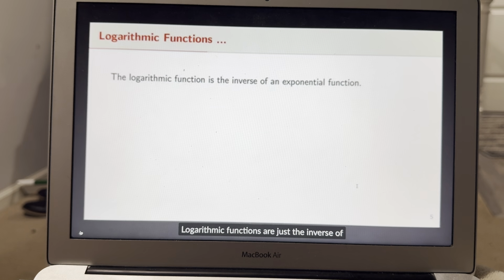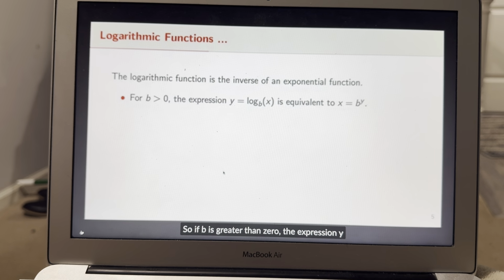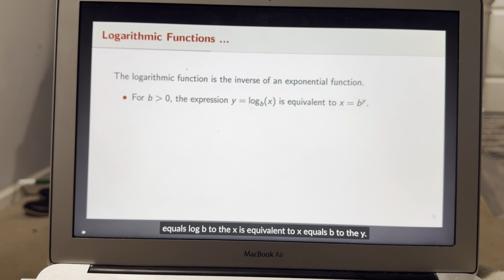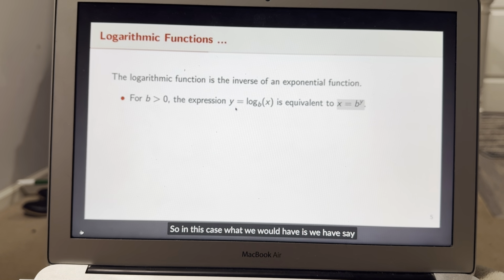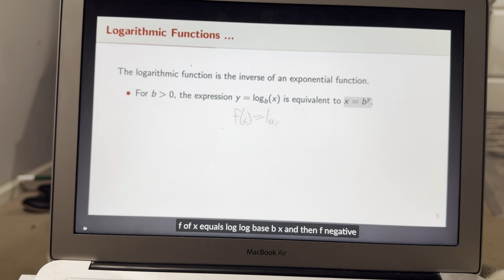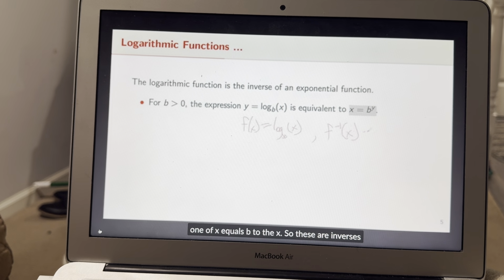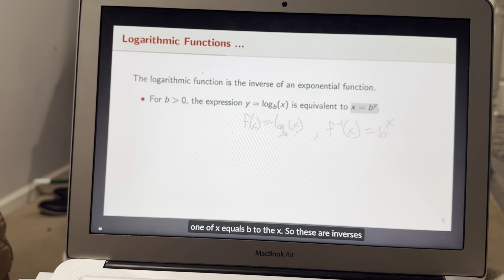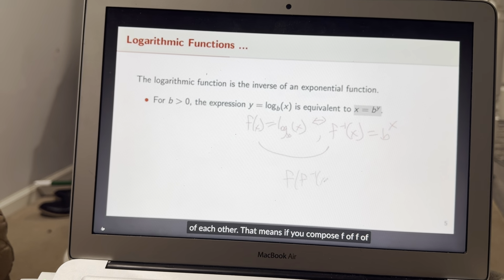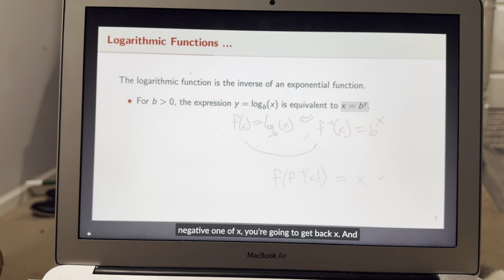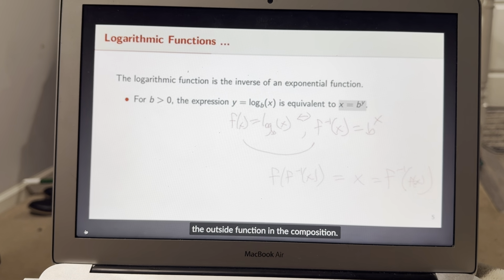Logarithmic functions are just the inverse of exponential functions. So if b is greater than 0, the expression y equals log base b of x is equivalent to x equals b to the y. So in this case, what we would have is, say, f of x equals log base b of x, and then f inverse of x equals b to the x. So these are inverses of each other. That means if you compose f inverse of f of x, you're going to get back x, and that's the same if you have the inverse function be the outside function in the composition.